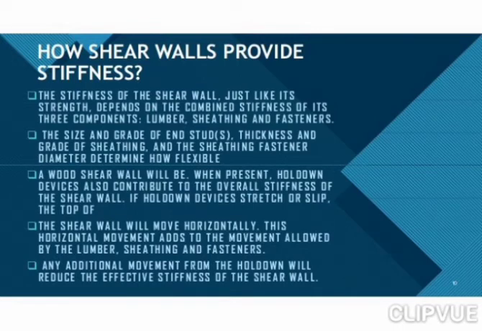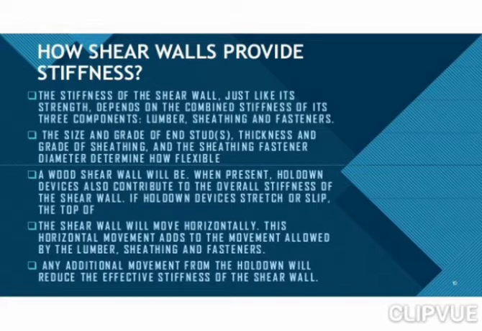We will see now how these shear walls actually provide the stiffness. The stiffness of the shear wall, just like its strength, depends on the combined stiffness of its three components: the lumber, the sheathing and the fasteners. The size and grade of the end stud, the thickness and grade of the sheathing, and the sheathing fastener diameter determine how flexible it is.